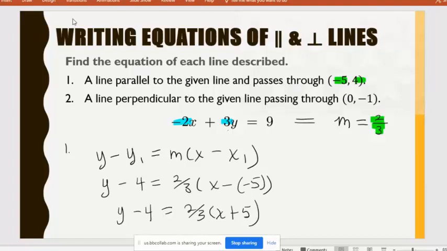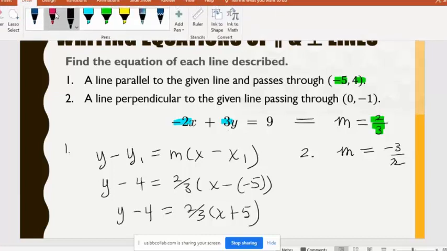Okay, number 2. Now we want to write the equation of a line perpendicular to the given line. But again, we already found the slope of the given line. However, perpendicular lines do not have the same slope. Their slopes are opposite reciprocals. So if I wrote down the slope of my new line, it's not 2/3. What should it be, do you think? 3/2, and the opposite sign, negative. That's right, -3 over 2. There it is.